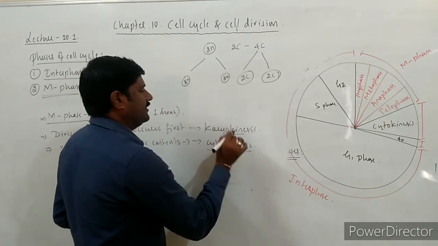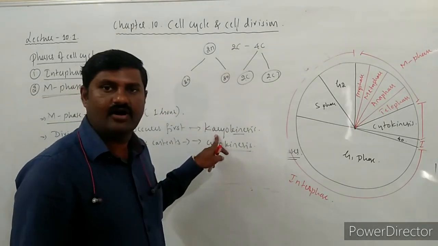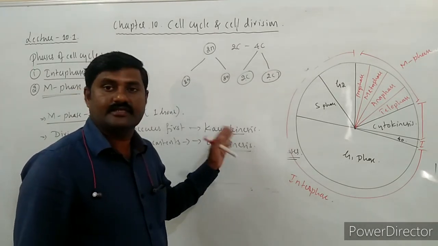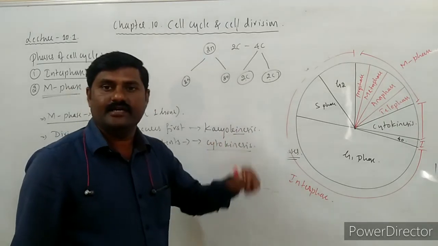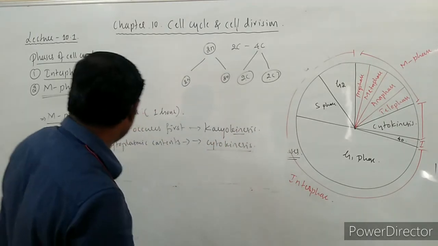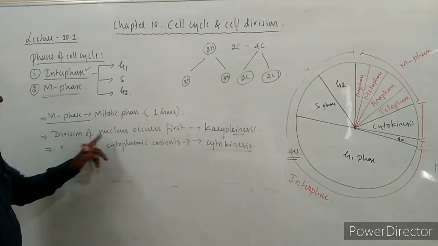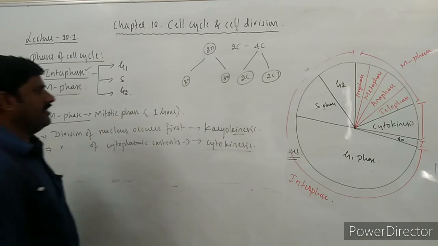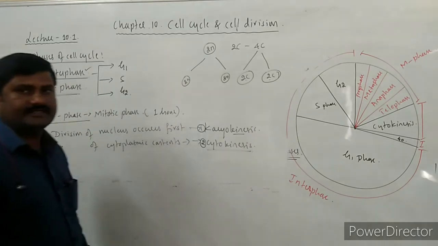Cytokinesis. Kinesis means breakdown. Breakdown of what takes place? Karyon. Karyon means what? Nucleus. Nucleus breakdown is nothing but nuclear division, and the division of the cell it leads to, right? So this M phase is divided into division of the nucleus and the division of cytoplasmic content, that is, karyokinesis is the first step and cytokinesis is the second step.